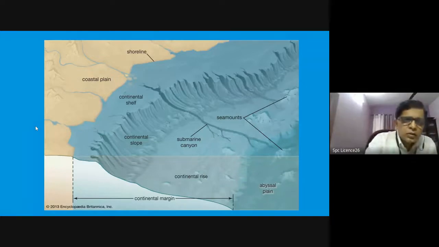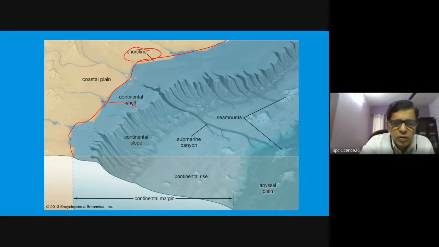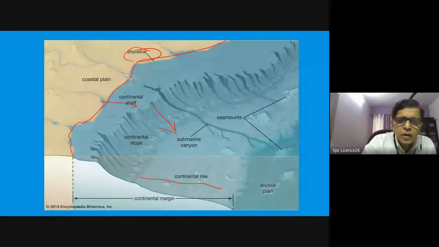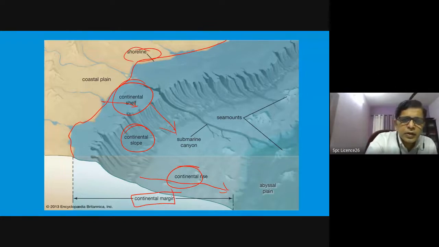Okay, this is the boundary, let us say the coastal plain, also called the shoreline. And then you have a gradual drop, which is called the continental shelf. A steeper one is called the continental slope, and then the longer one in general is called the continental rise. So 1 plus 2 plus 3 is called the continental margin. All this makes up the continental margin.